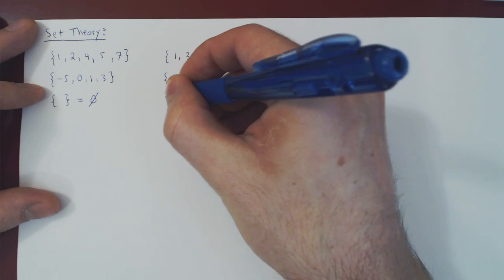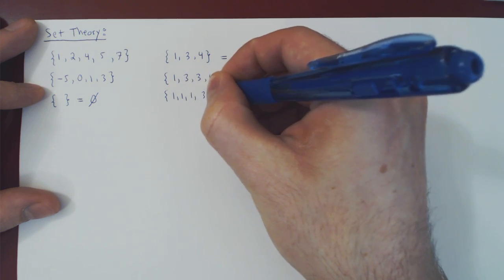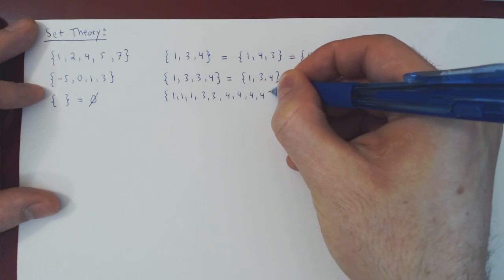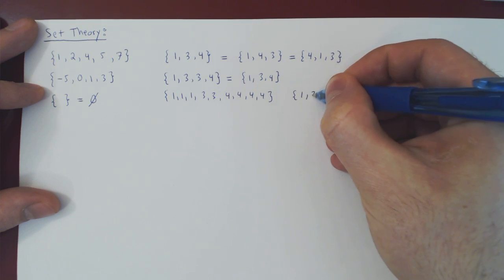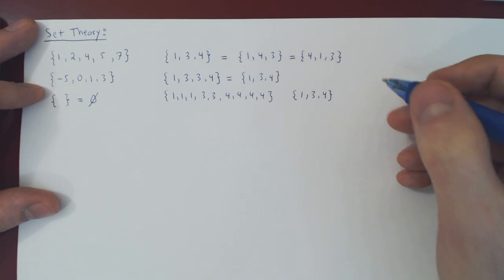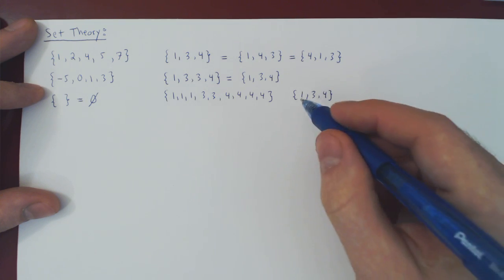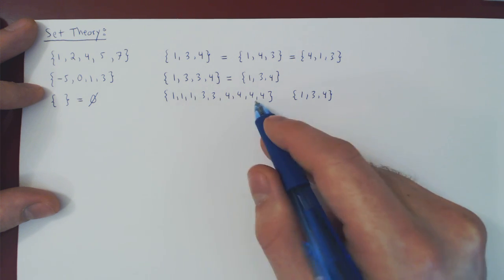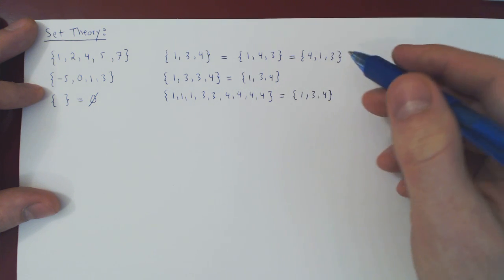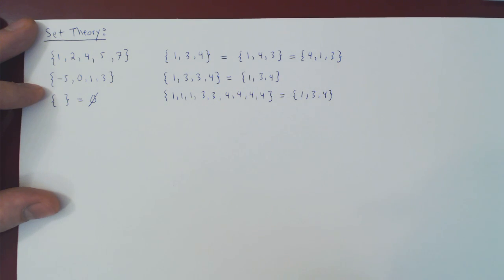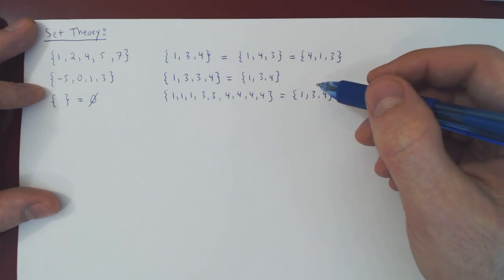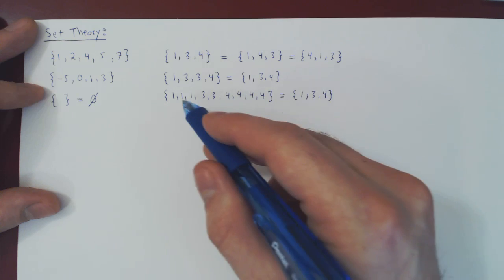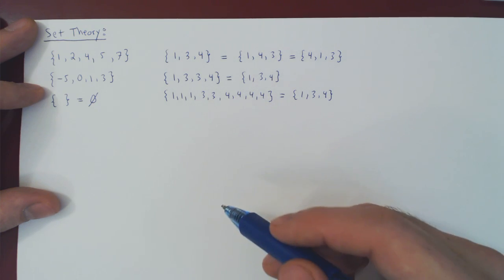You could do the same thing with, say, 1, 1, 1, 3, 3, 4, 4, 4, 4, and ask, is this equal to 1, 3, 4? The answer is yes. This set contains the elements 1, 3, 4. We disregard repetition, and so they are considered to be equal. And that's it. So always remember, when we consider sets, we only consider the elements within the sets, not the order in which the elements are listed, and not possible repetitions.